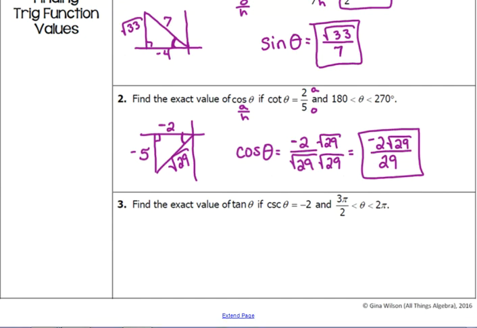All right, one more. Find the value of tangent of theta if cosecant of theta equals -2, and theta is between 3 pi over 2 and 2 pi. So here's an example in the fourth quadrant.